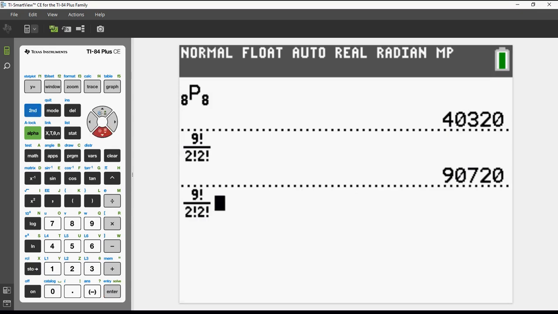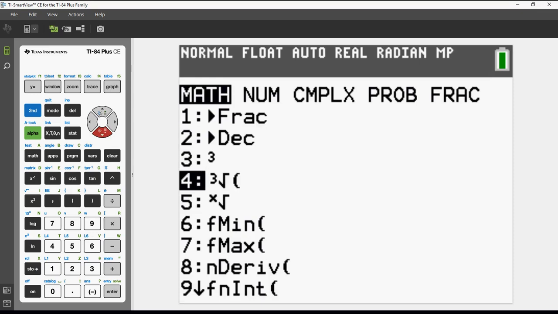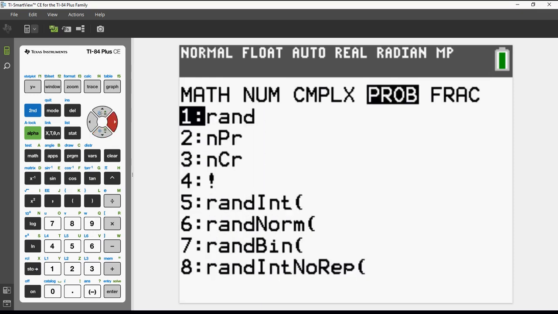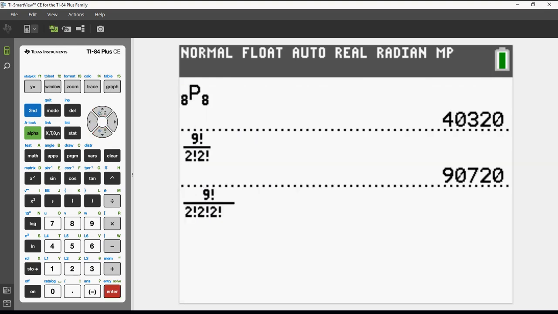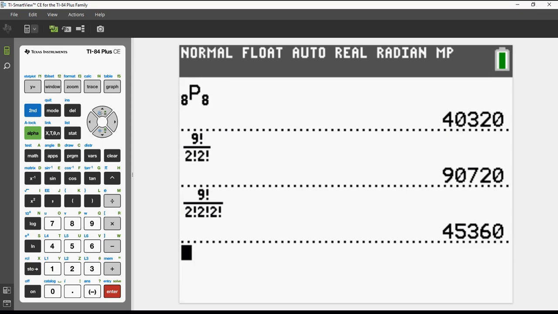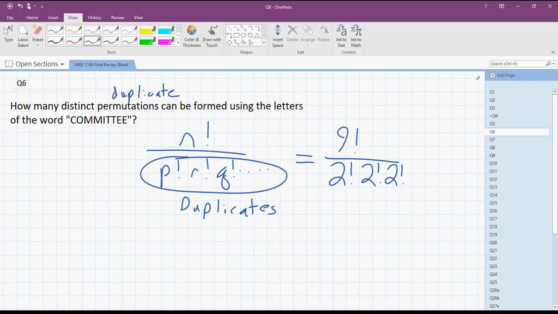Sorry. So I'll just go back down there and put one more. 2 math. Scroll over. Come on now. Too far. Factorial. And now we hit enter. So how many different ways can we do this? I love it. You guys are in sync. So, 45,360 different ways we could rearrange these letters.